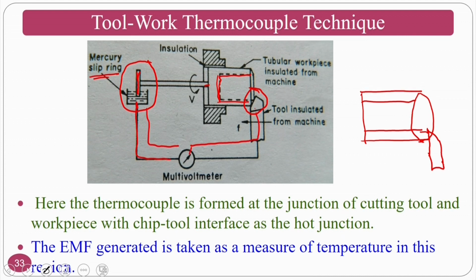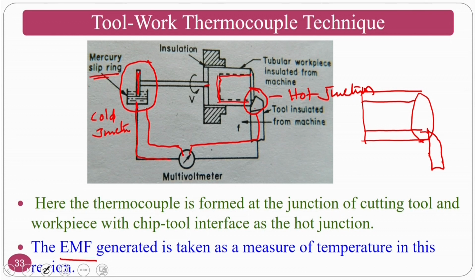to this one. So using the Seebeck effect, if there is a temperature difference, then EMF will be produced. That is, EMF is generated, which is measured as the temperature. Normally EMF is generated because there is a difference in temperature. This is called the cold junction. This is called the hot junction.